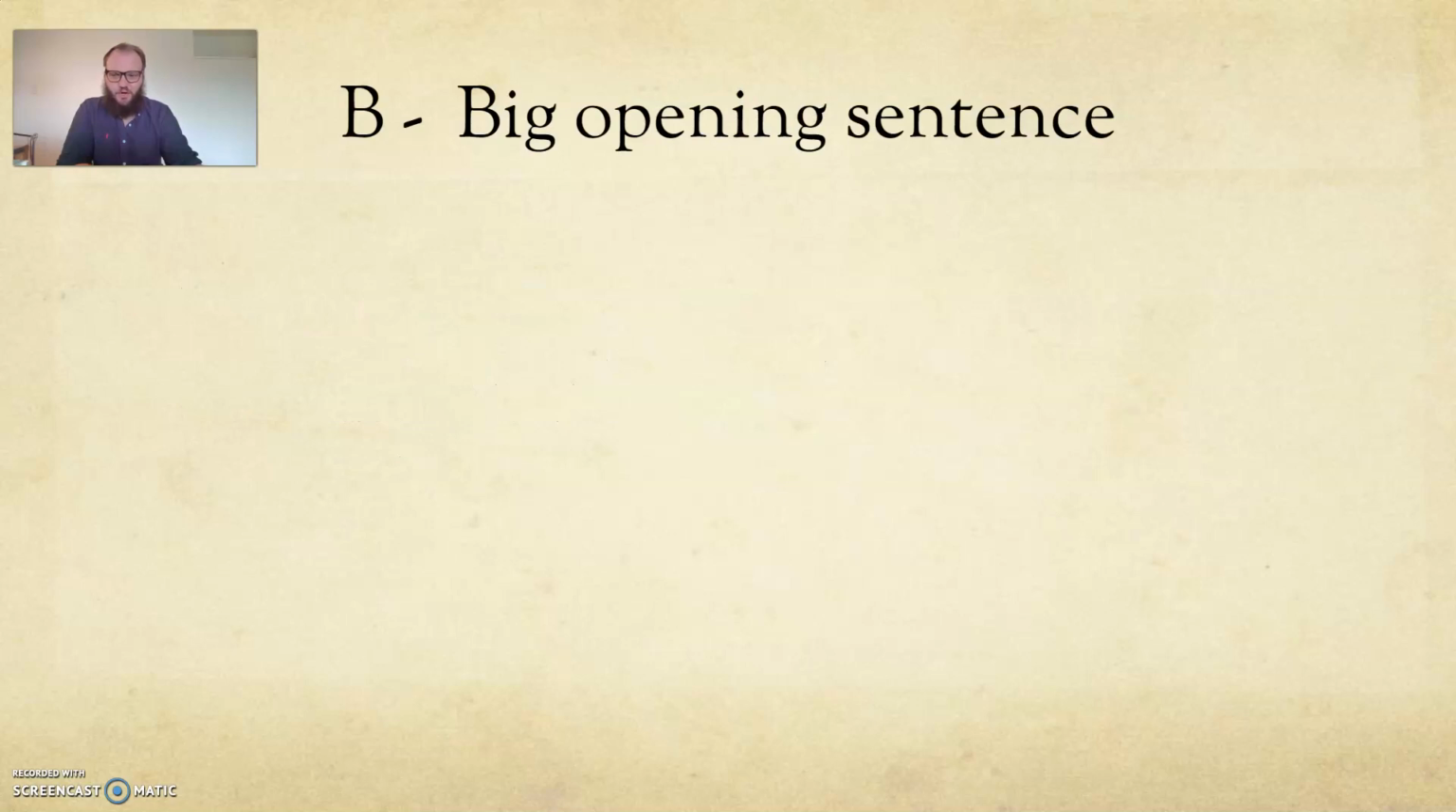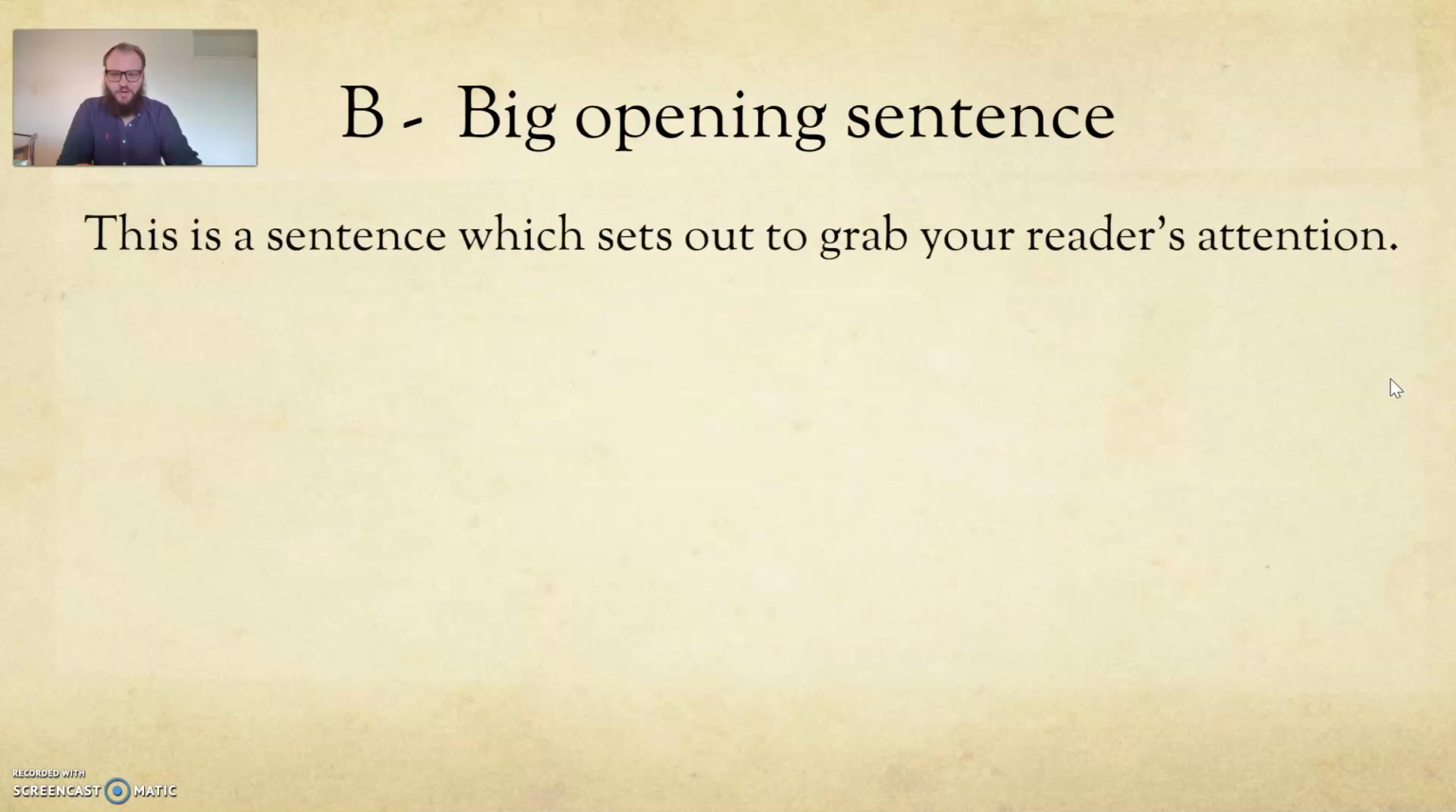So we're going to start with the big opening sentence. In this case, the big opening sentence is a sentence which sets out to grab your reader's attention. What that means is right from the beginning, you want to grip the reader and you want to make them engaged and enthusiastic about your essay.